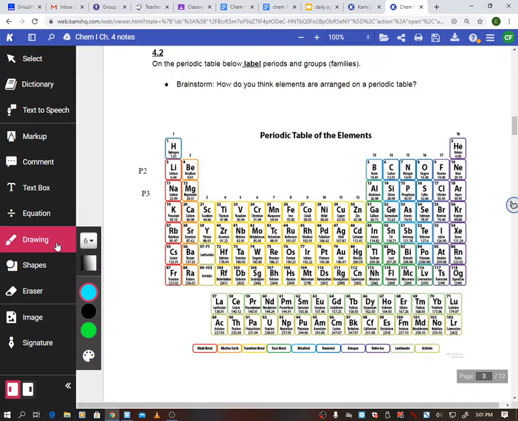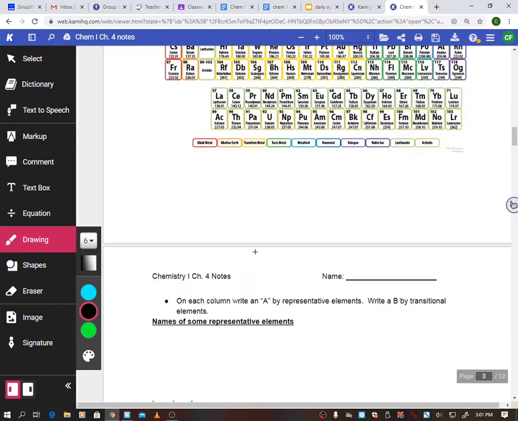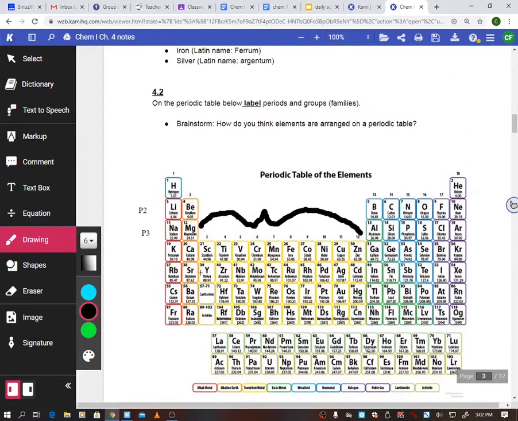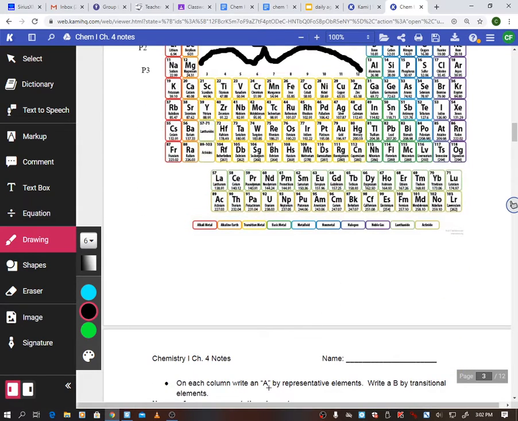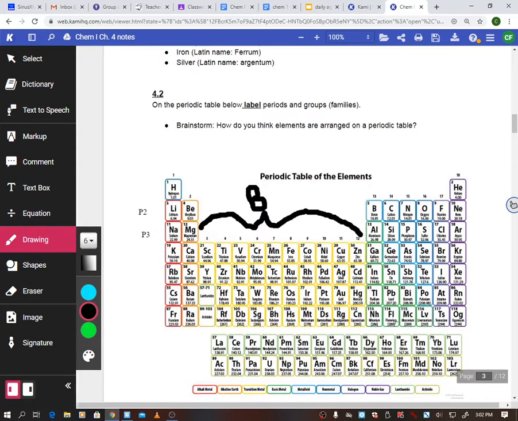So I'm going to do a drawing here. So this group right here in the middle, these are going to be your transitional, or they say to write a B here. I'm going to put a B there. So those are B's. Everything else is A. Everything else is your representative elements. They will call these your transition metals that are in the middle here. They behave a little bit differently than the rest, and like I said, we'll talk about them later. We're going to keep everything simple right now when we first start learning the periodic table.